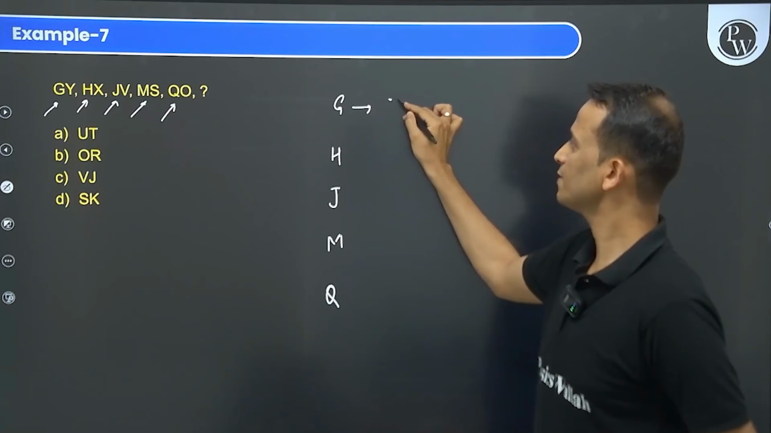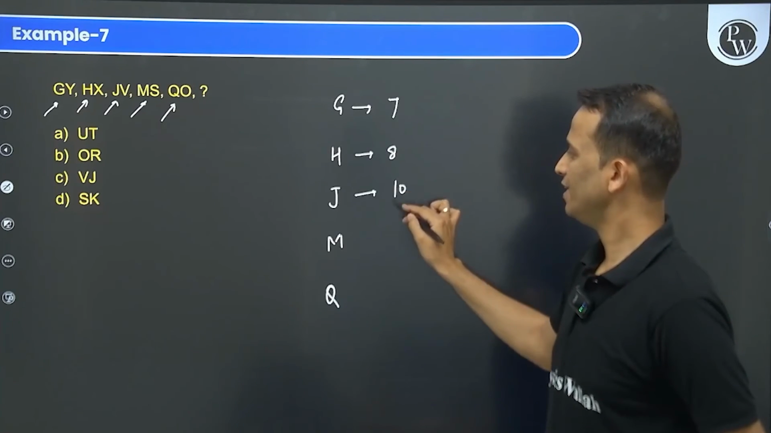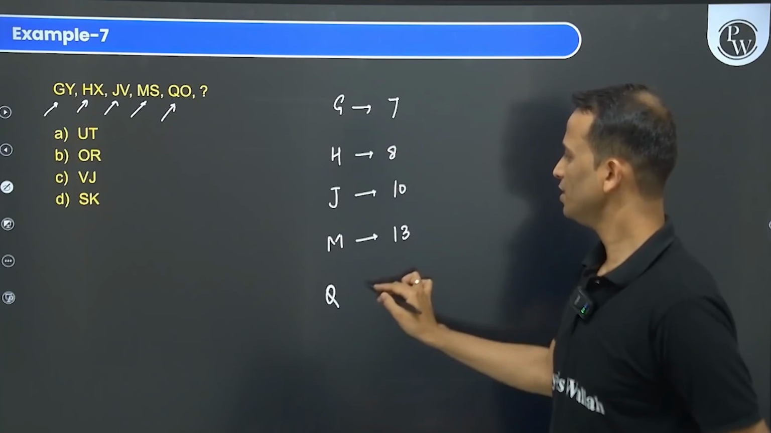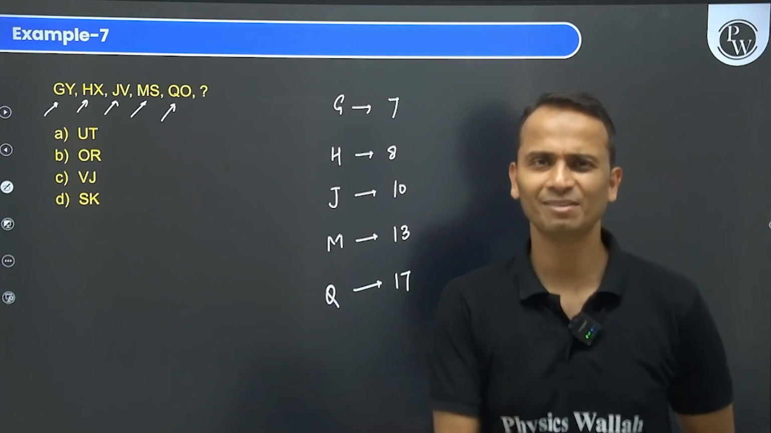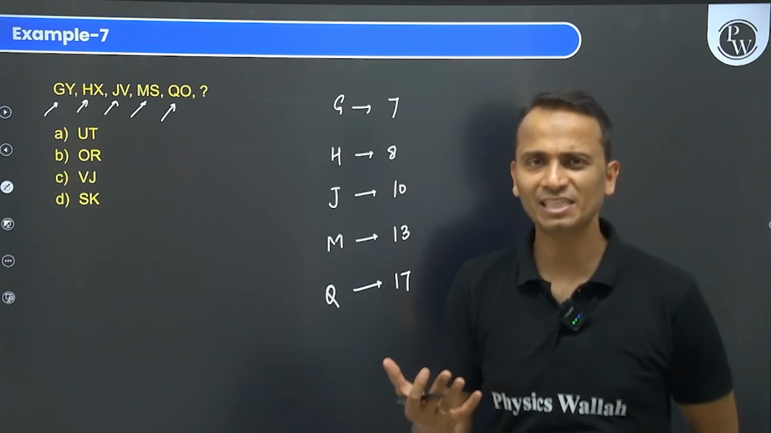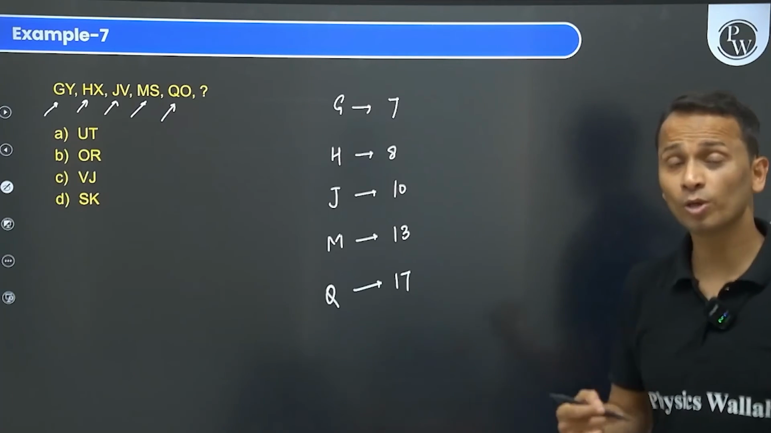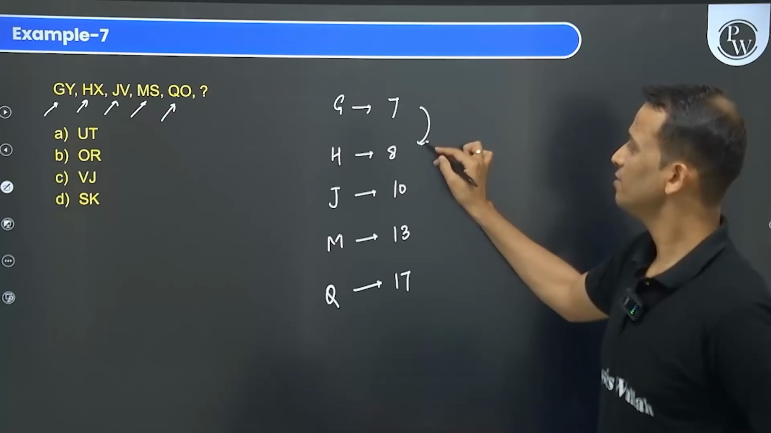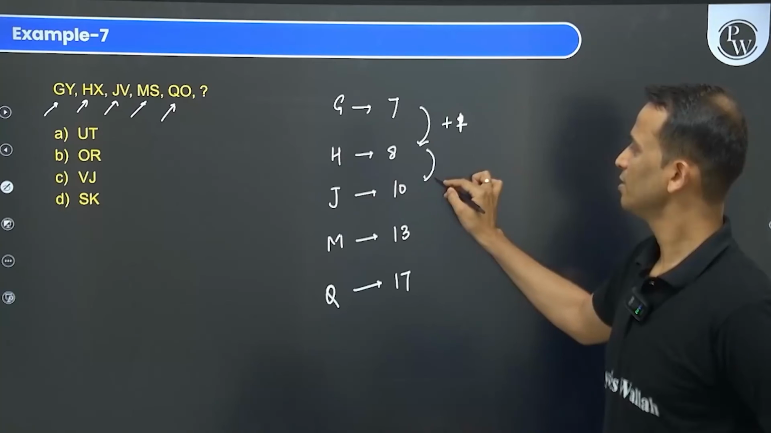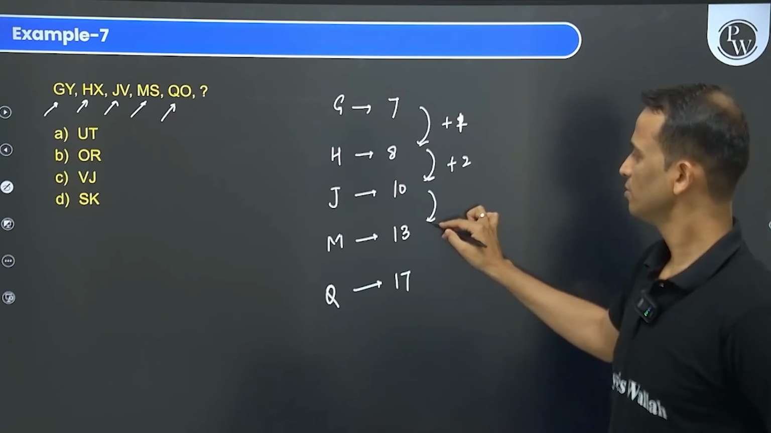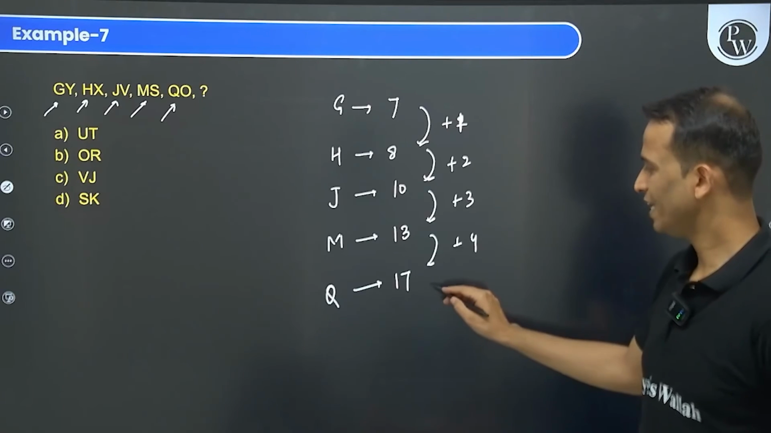So G is 7, 8, 10, 13 and 17. I remember it, okay, it's been 18 years I've been teaching, so all these things get memorized with practice. Now what is happening? +1, +2, +3 and +4. So what should be next?